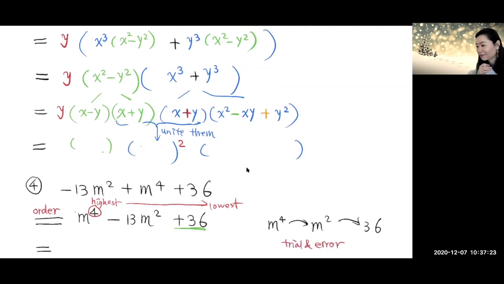Now, you think you might be done already. There's only one minor detail you need to pay attention to. So these two are the same, right? These two factors are the same. When these two factors are the same, you want to unite them, okay? So unite them and write it as x plus y squared. And the rest will be the same.